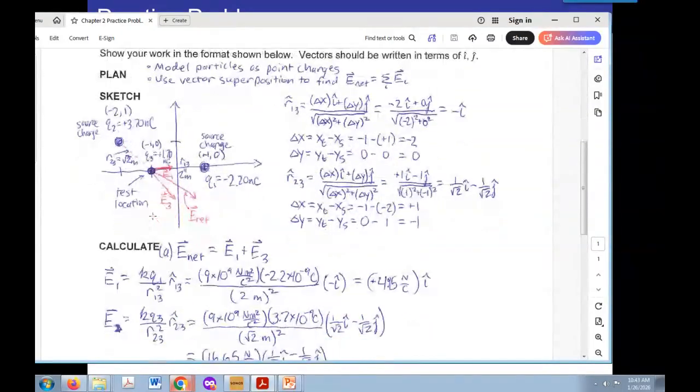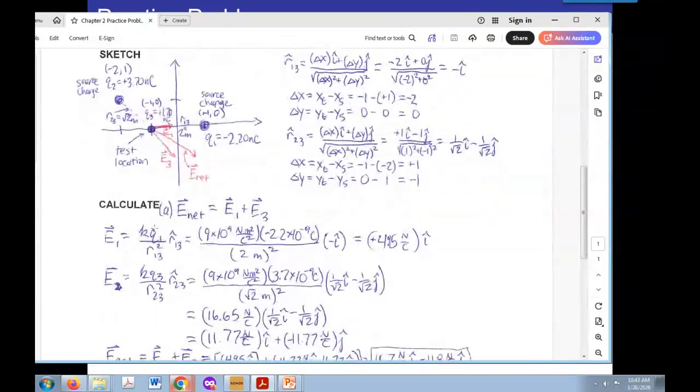In this case, there are 2 contributions to that: the contribution from Q1 and the contribution from Q2. Charges do not contribute to the electric field at their own location. If you look at our equation here, kQ over r squared times r hat, if r is 0, you get a nonsensical result. So it's only Q2 and Q1 that contribute to the electric field at that point in space, even though there's a charge there.